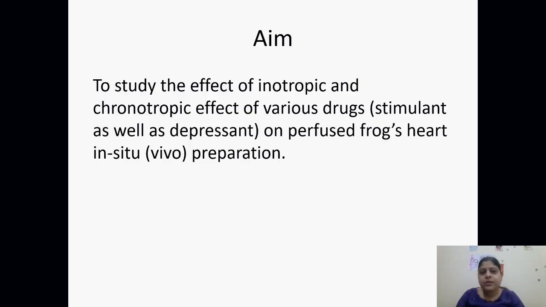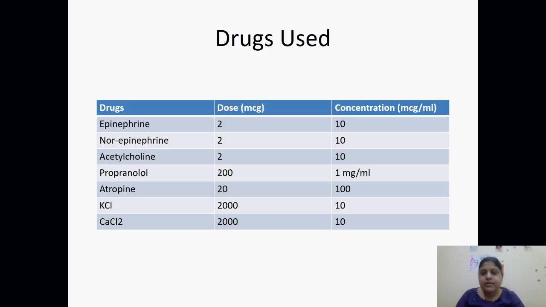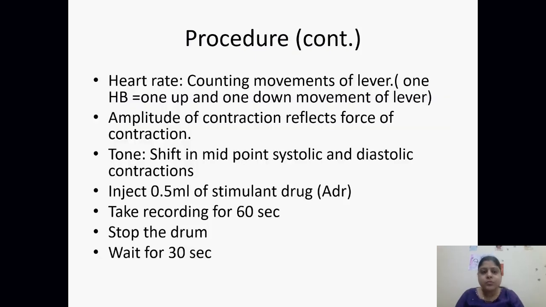So now we have to study the effect of inotropic and chronotropic drugs, stimulant as well as depressant, on the perfused frog's heart in situ preparation. These drugs, I have already told you, are epinephrine, norepinephrine, acetylcholine, propranolol, atropine. These effects we will see. Potassium chloride, calcium chloride.